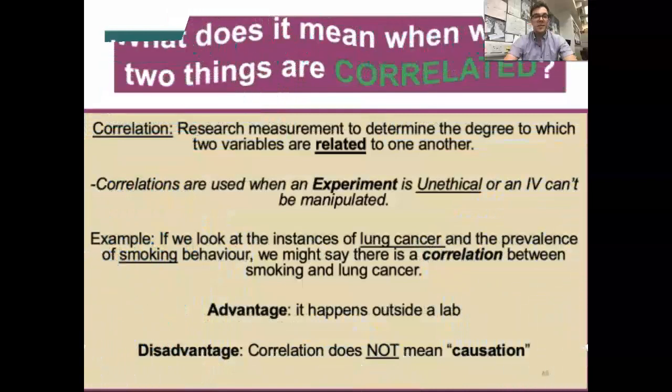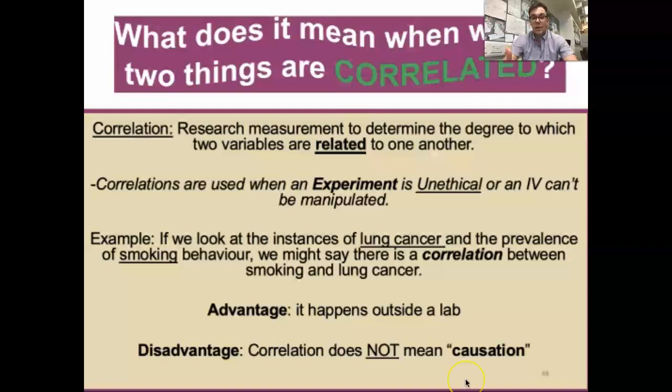So what is a correlational study, and what does it mean when we say two things are correlated? The definition of correlation is a research measurement to determine the degree to which two variables are related to one another. So co means two, relation just means connection, right, between people or things. Correlations are used when experiments are generally unethical or an independent variable can't be manipulated. So that's why we generally use them.